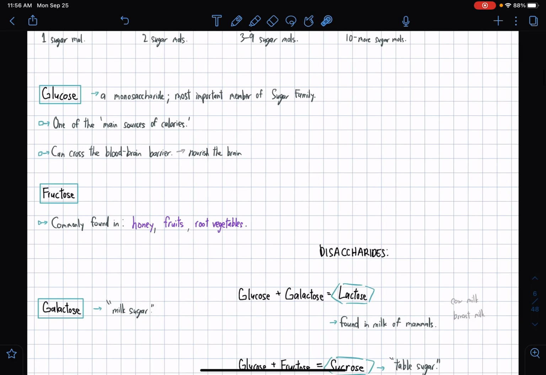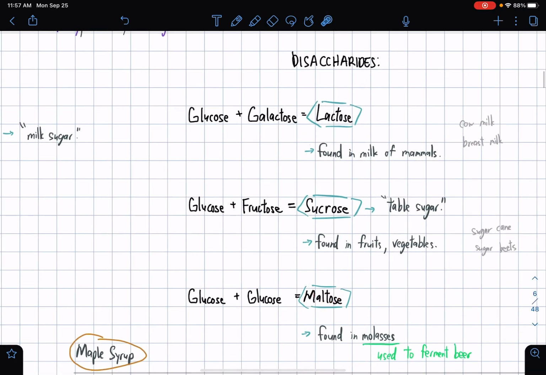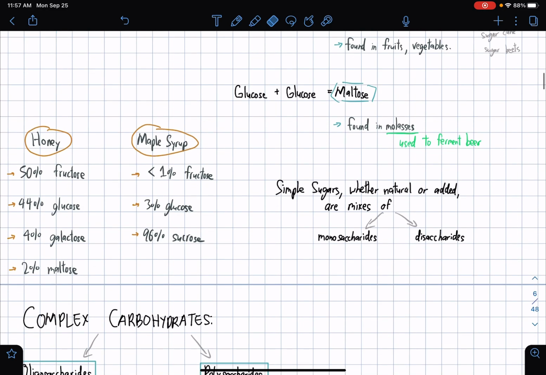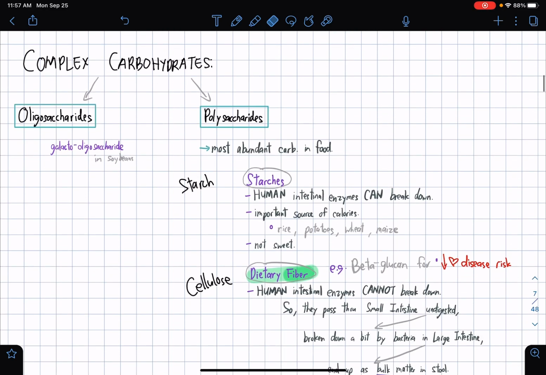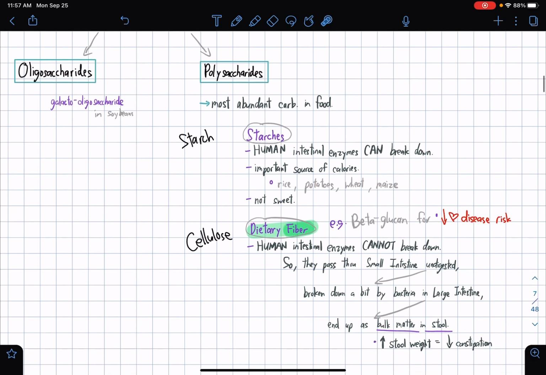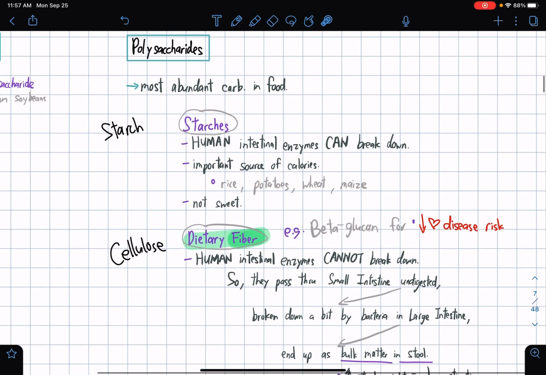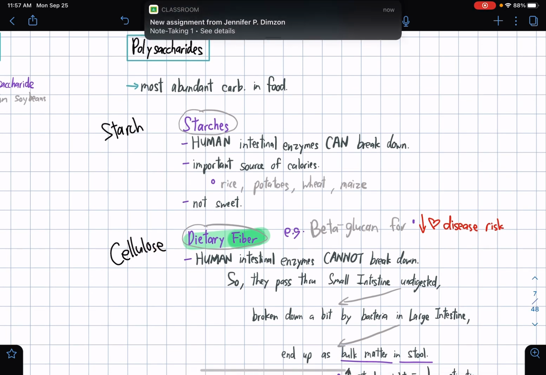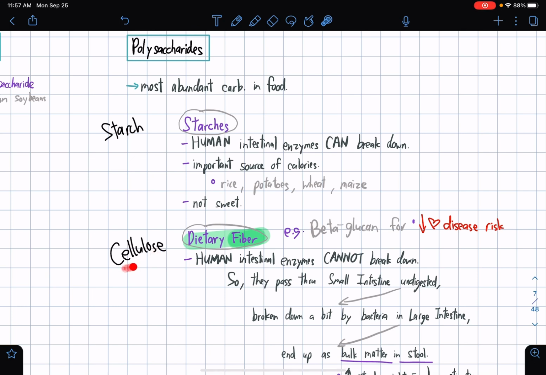Oh yeah, these are all monosaccharides. For disaccharides, the sum of two monosaccharides, two glucose molecules, makes a disaccharide. Okay. Complex carbohydrates, we have oligo and poly. For polysaccharides, we have starches and cellulose. Starches, cellulose, dietary fiber. I mentioned to you earlier that cellulose, an example of that is dietary fiber.